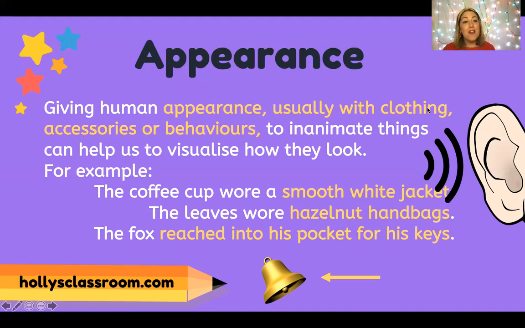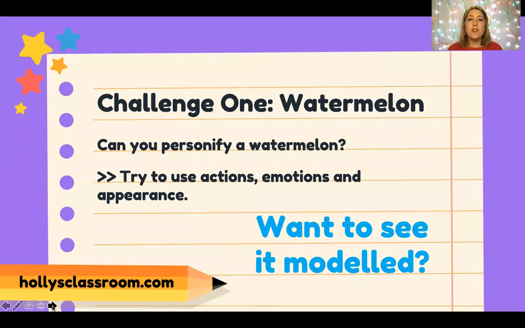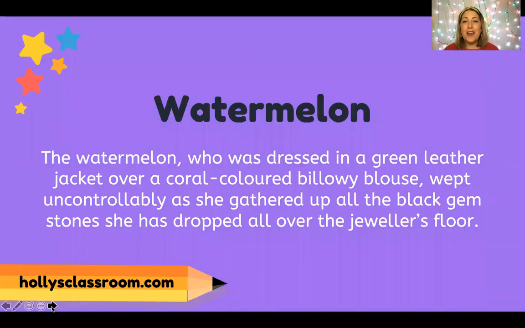Okay, I think it's time now that we moved on and really tried to pencil our own really high quality personification. So challenge 1 this evening is going to be personifying a watermelon or a slice of watermelon. Now I'd like you to try and incorporate actions, emotions and appearance in your description, but if it's a bit tricky for you, you might like to pick one thing and focus on that. Now I'm going to show you it modelled. This is what I came up with. Now, if you've printed your worksheet or if you've got it on a screen nearby, then you can see it there as well. But if not, it is on the screen for you.